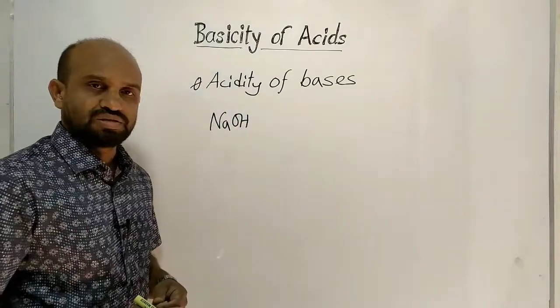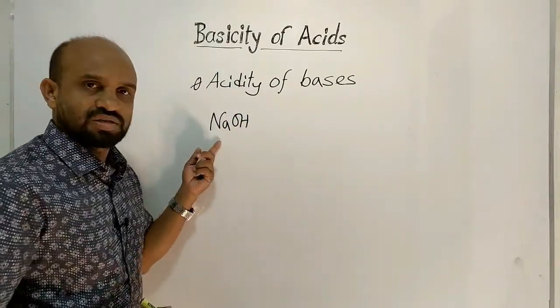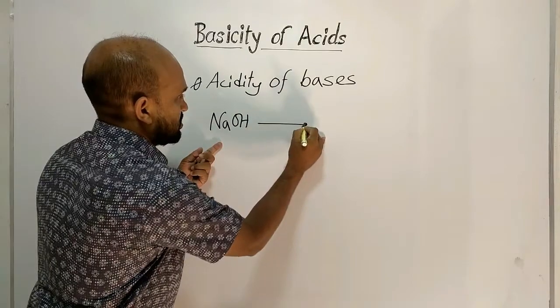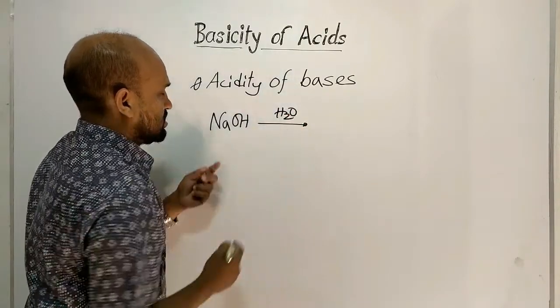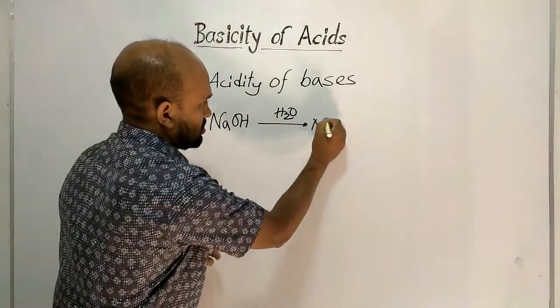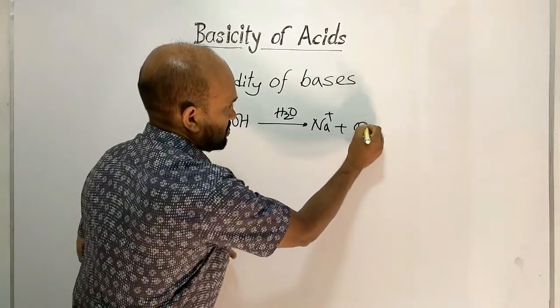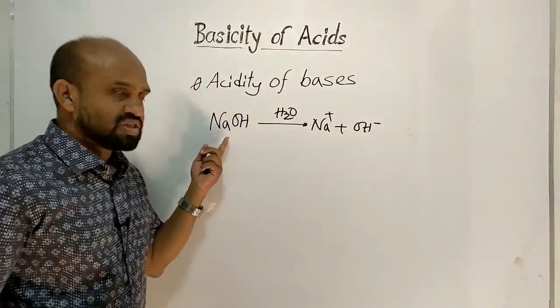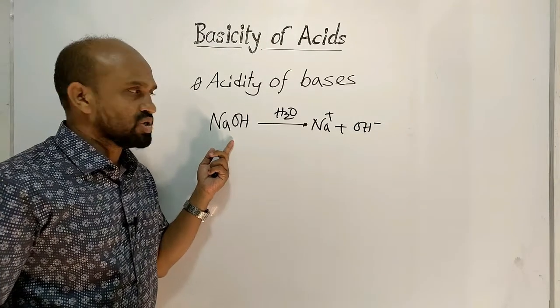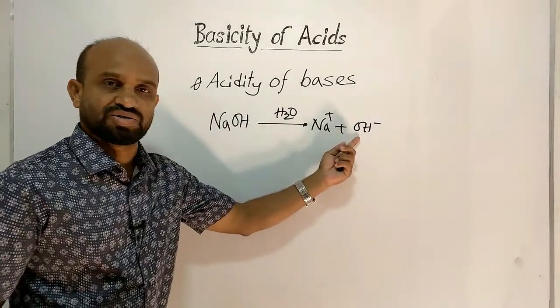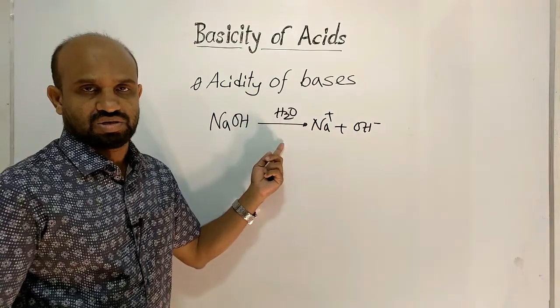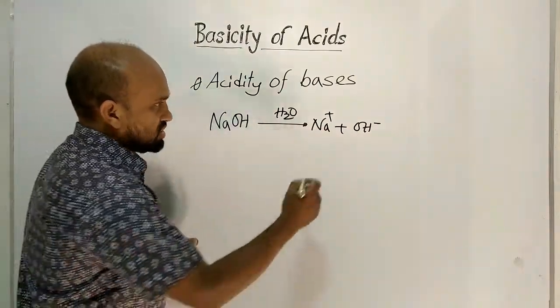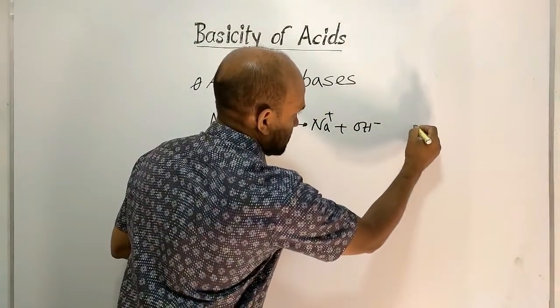It's a kind of base. When it is dissolved in water, it ionizes to sodium ion and hydroxide ion. So this base produces one hydroxide ion in water. So its acidity is 1.